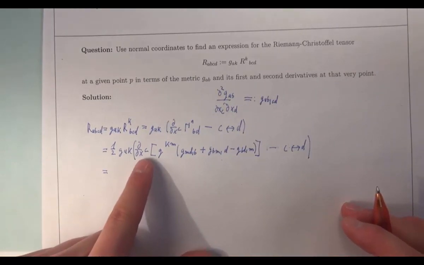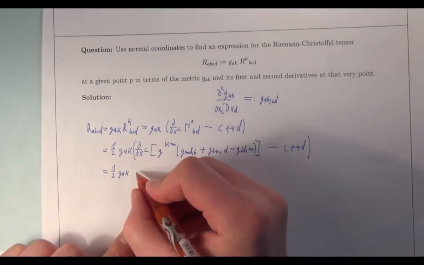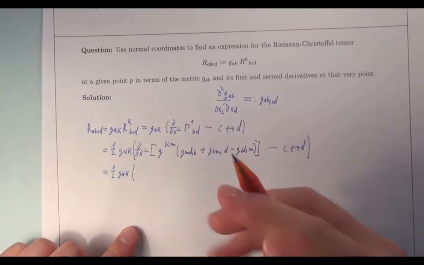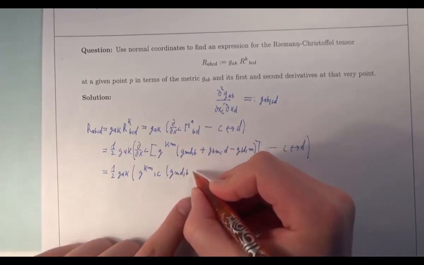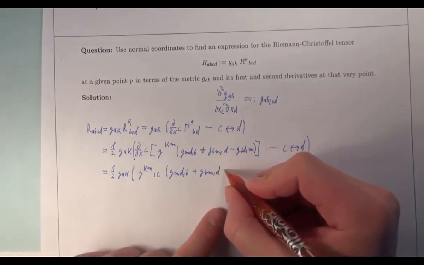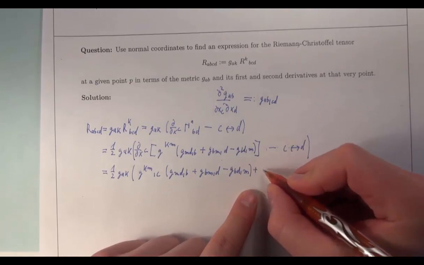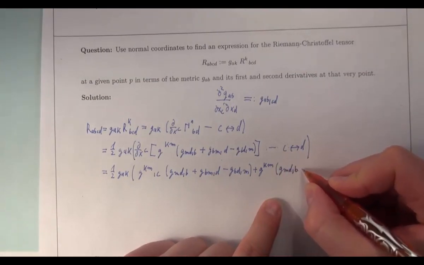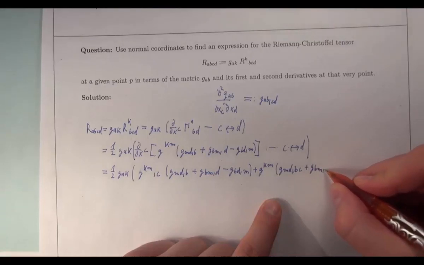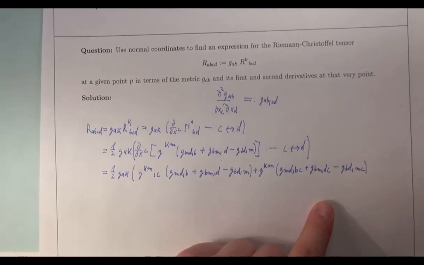What I need to do now is to apply the chain rule, the product rule, at these two guys. That's 1/2 g^{AK} of, I denote the derivative shorthanded, g_{KM,C} times g_{MD,B} plus g_{BM,D} minus g_{BD,M}, first part of the product rule, plus g_{KM} times g_{MD,BC} plus g_{BM,DC} minus g_{BD,MC}, and all the same stuff with C and D exchanged.